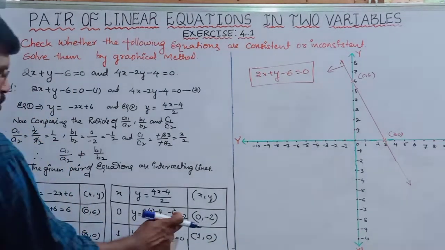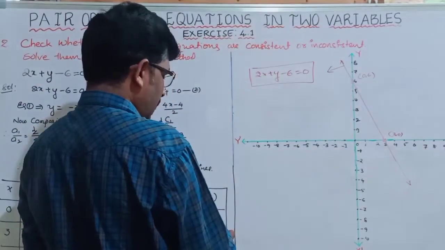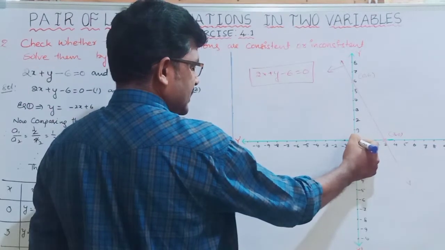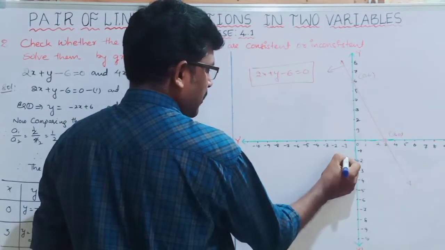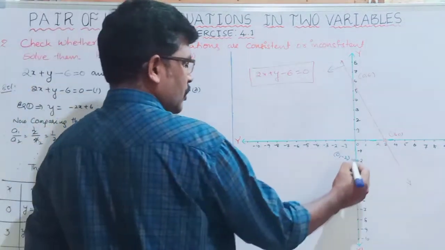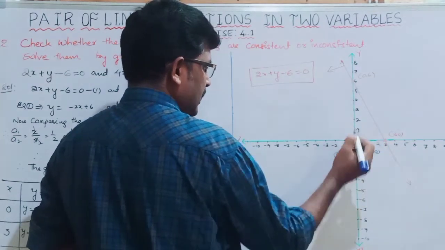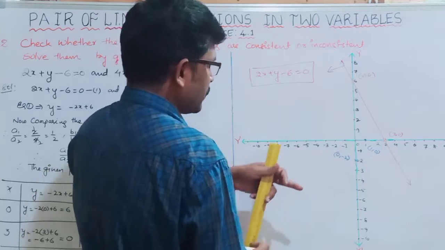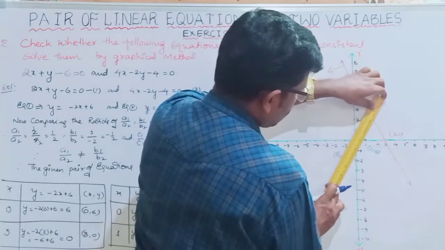Similarly, these 2 points are plotted in graph. 0 comma minus 2. X-axis is 0, y-axis is minus 2. Then next point, 1 comma 0. X-axis is 1, y-axis is 0. Then draw a straight line through these 2 points.